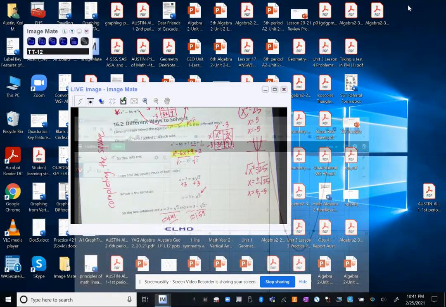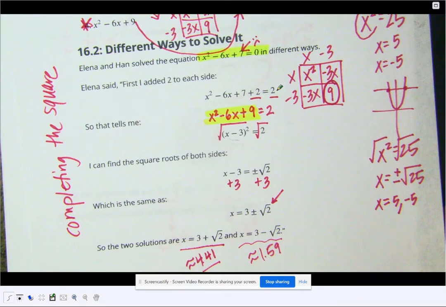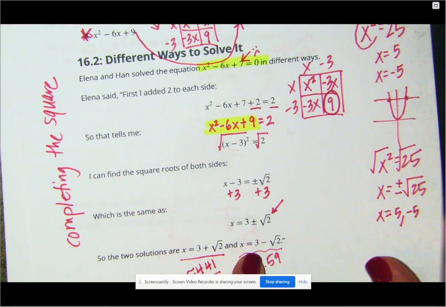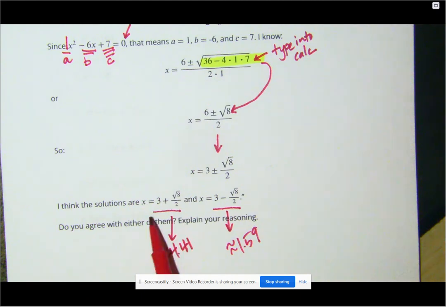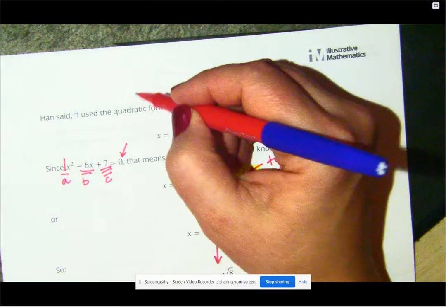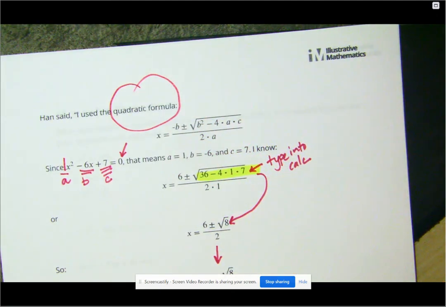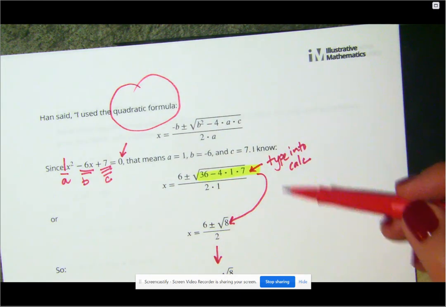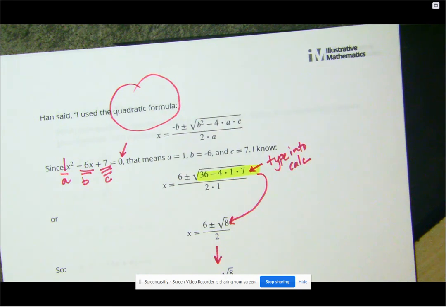You have to write your answers the way that Elena and Han did. You can either write them this way, 3 plus the square root of 2 and 3 minus the square root of 2. Or if you use the quadratic formula, you can say 3 plus the square root of 8 over 2 and 3 minus the square root of 8 over 2. Okay, this is the quadratic formula. And then Elena's was completing the square. So if you need to watch that video again to get an explanation and watch how I simplified and where I got all those numbers, I'd highly recommend watching it again. The next video is going to be 16.3, where we put all of these strategies to use and solve 6 different quadratics.